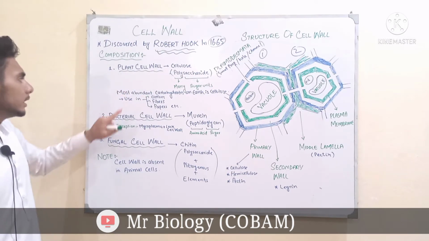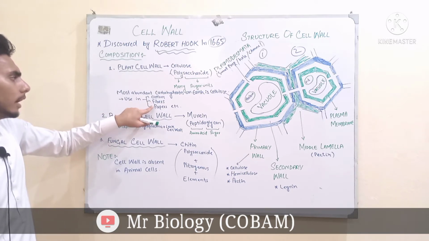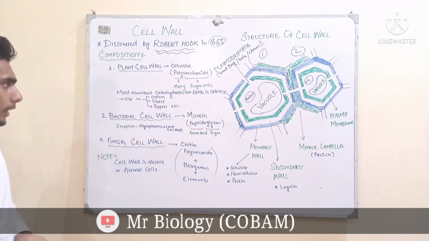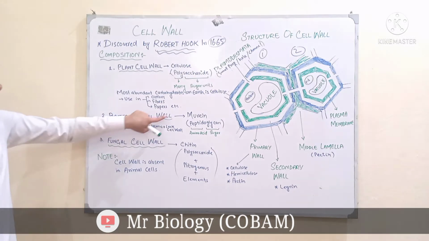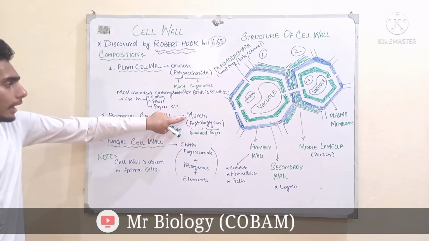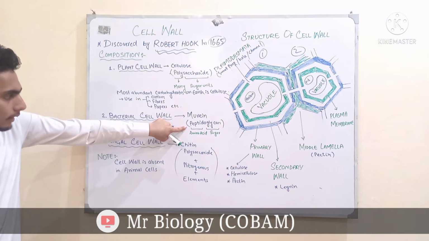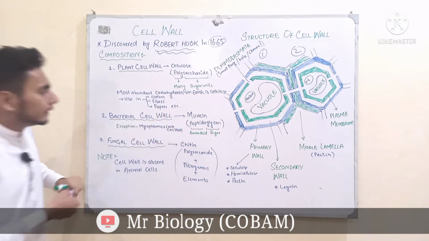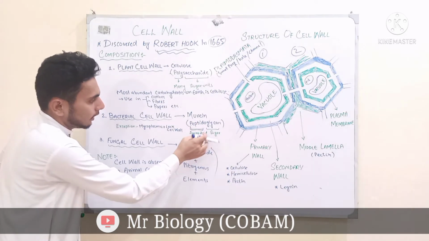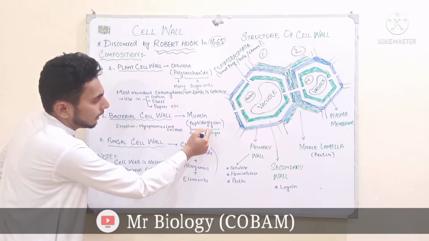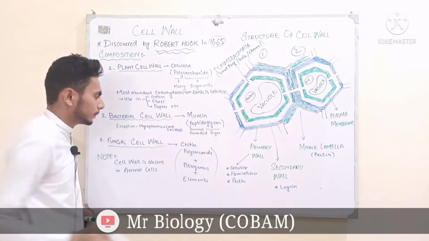Now, cellulose is used in cloth, fibers, paper, etc. The bacterial cell wall is composed of murein, and this murein is basically peptidoglycan. Now the peptide comes from protein, which is amino acid, and glycan is basically carbohydrate, which is sugar.